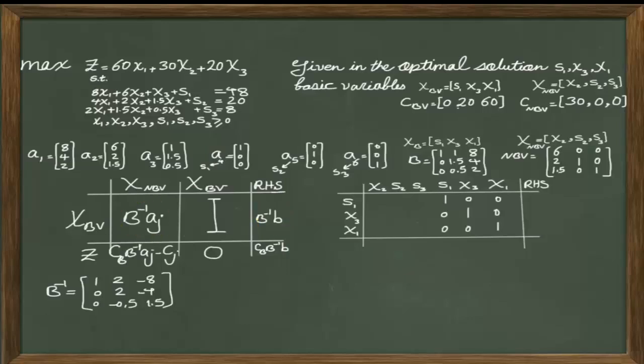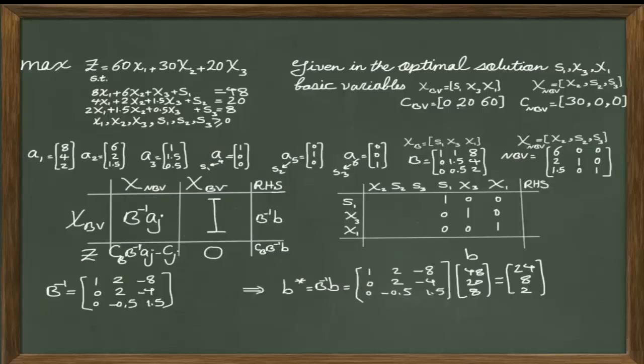Now that I have calculated B inverse, let's calculate the right hand side, which is the value of decision variables in the final table. But what is vector B? Vector B is the vector of the problem right hand side. So B will be 48, 20, and 8. So this part is B inverse, and this is vector B, which is the right hand side of your constraints. And the result will be 24, 8, 2.